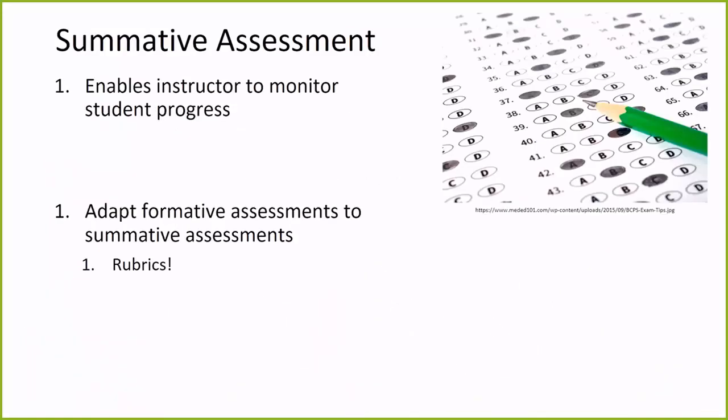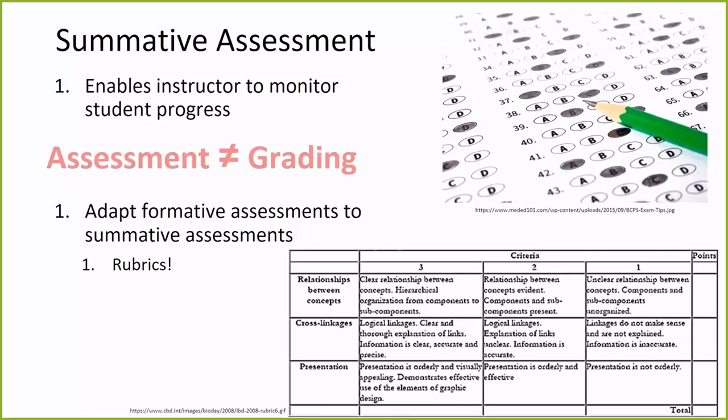Okay, and then summative assessments are the other type, and they enable the instructor to monitor student progress over the semester. What are they actually learning? And you can adapt formative assessments to summative assessments by providing information on how the formative assessment will be graded. So you can give a rubric, which will show the student, this is the criteria that I'm evaluating your concept map on. For example, do you connect the words in a way that makes logical sense?